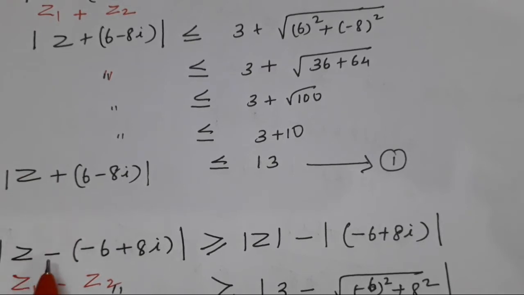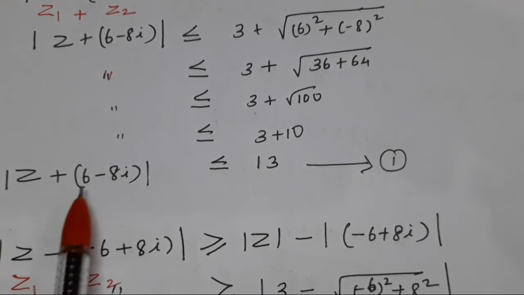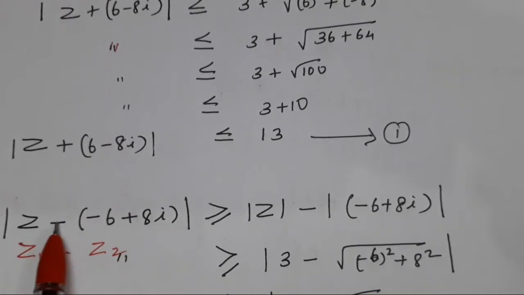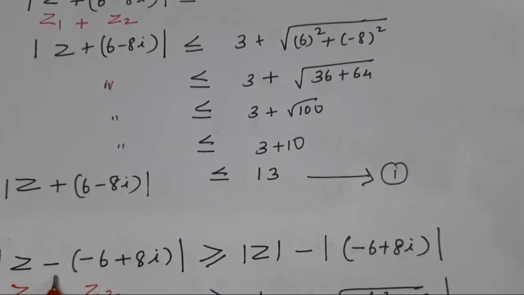If you take plus, what? Minus into minus. If you take minus inside the bracket, minus into minus 8, plus 6 becomes minus 6, minus 8 becomes plus 8. If you multiply without changing the result, minus into minus becomes plus 6, minus into plus is what? Minus. So the whole modulus of z minus minus 6 plus 8 is greater than or equal to, what is that result?